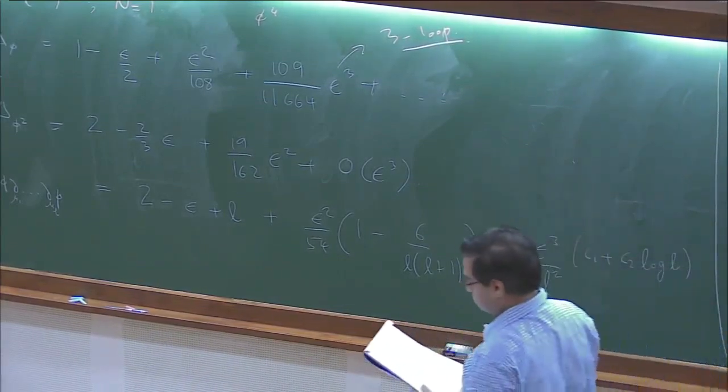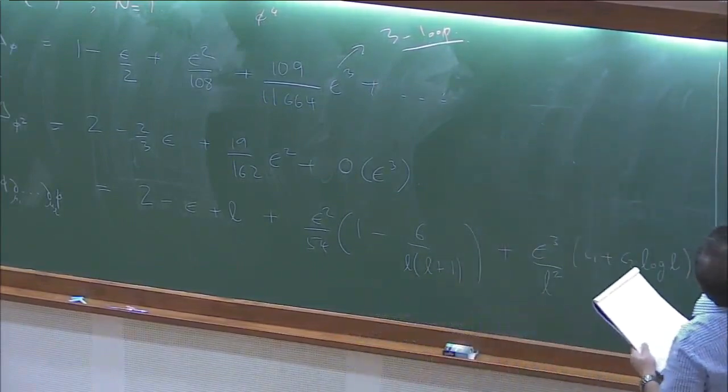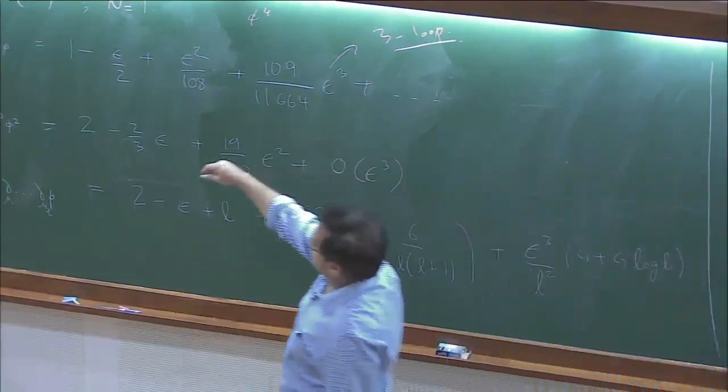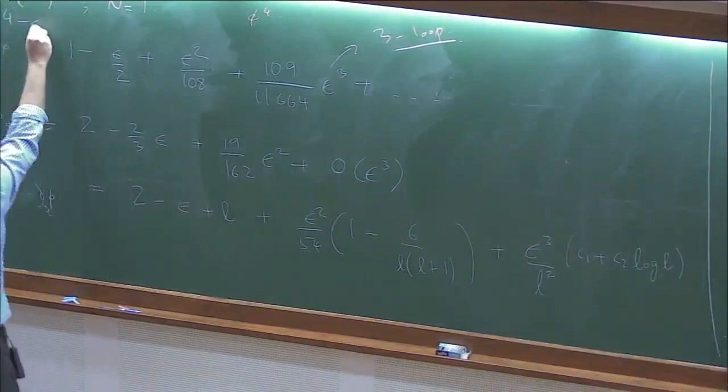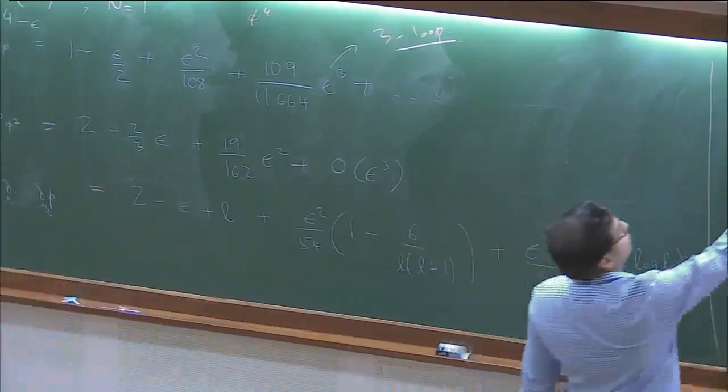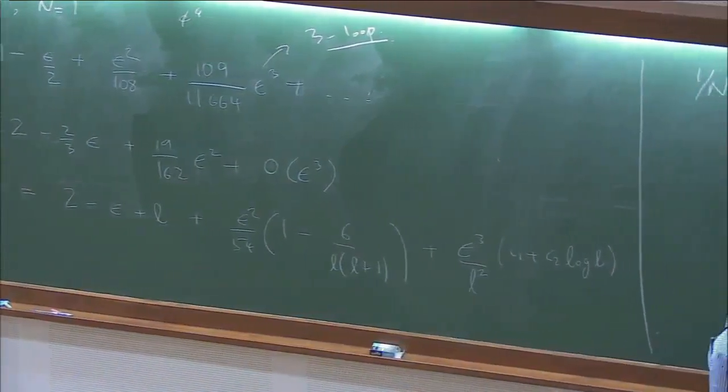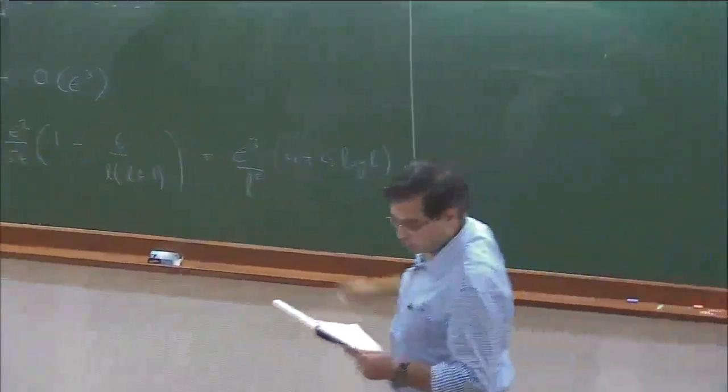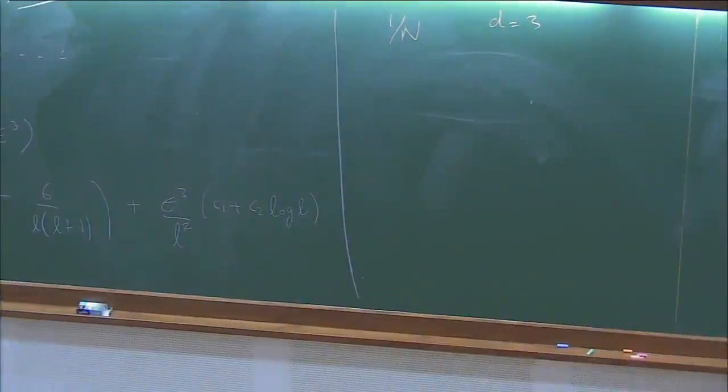Okay. We can also get 1 over n. This one was a 4 minus epsilon, so in an epsilon expansion, you can also get 1 over n results for fixed dimension, so d equal to 3. Some of the results that are already known we can quite easily reproduce.